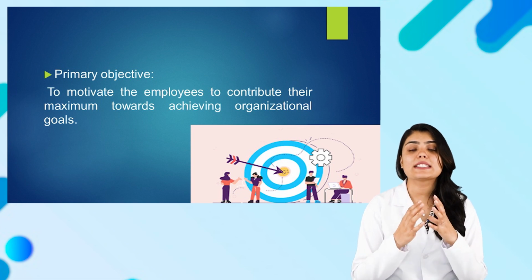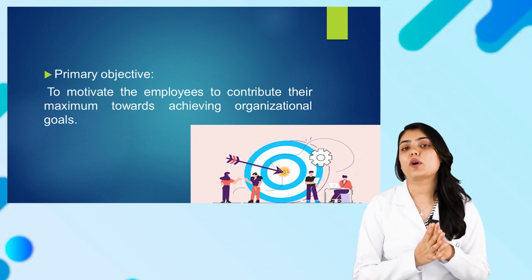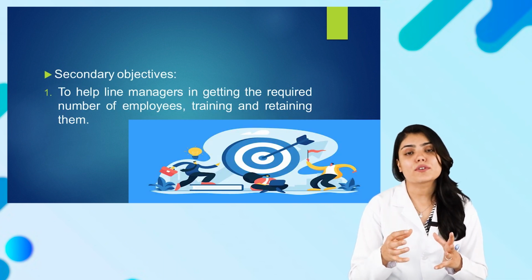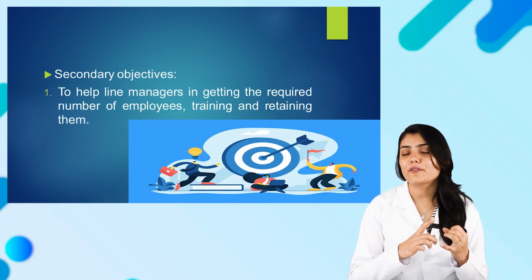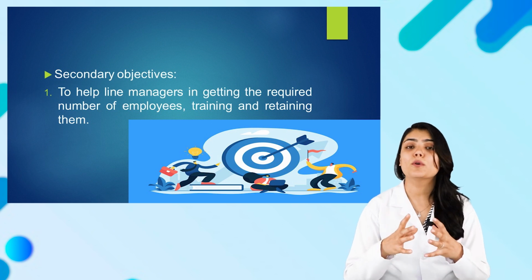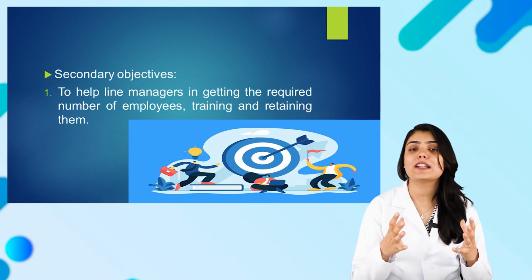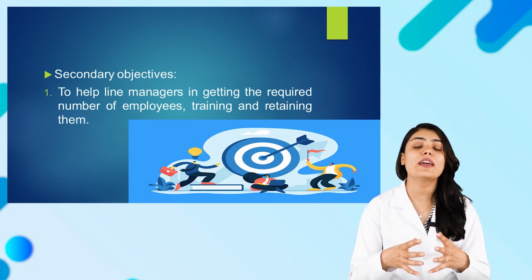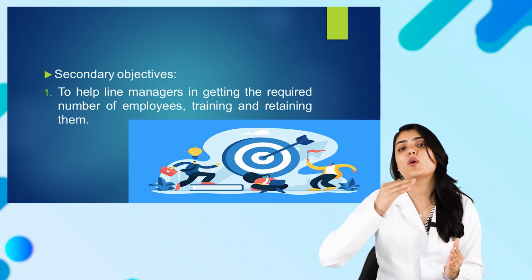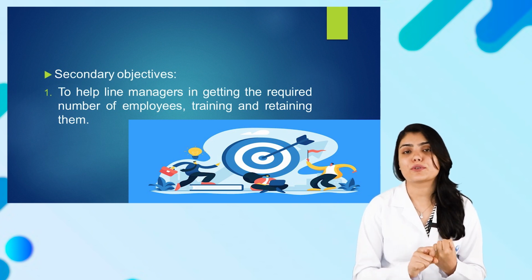The next one we have is the secondary objective of human resource management. There are four different secondary objectives of human resource management, and the first one is to help the managers to get the required number of employees, to train those employees, as well as to retain those employees. For any organization to function, we need to have a certain number of employees, and therefore getting the required number of employees to contribute to the main organizational goal is one of the secondary objectives of human resource management.